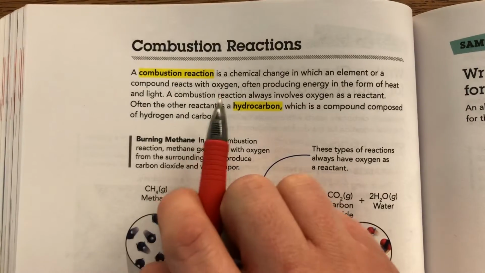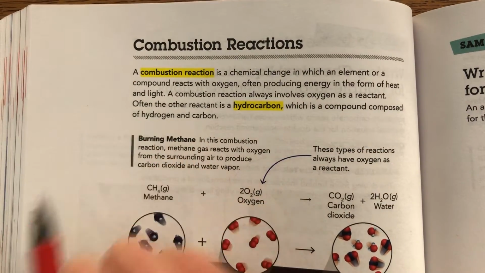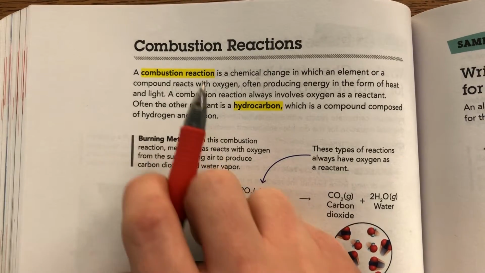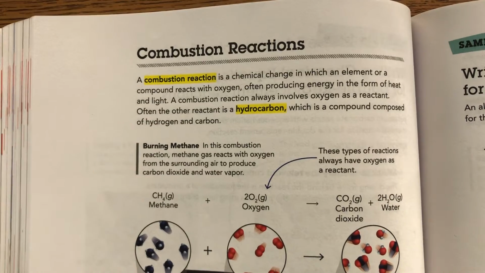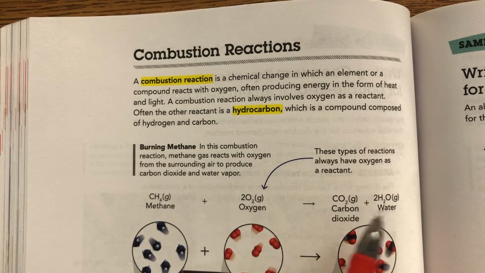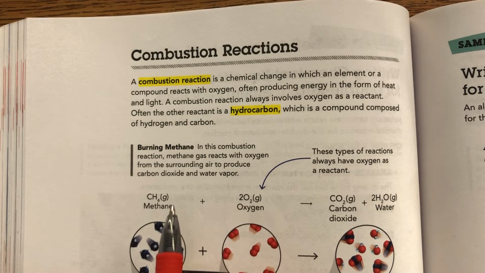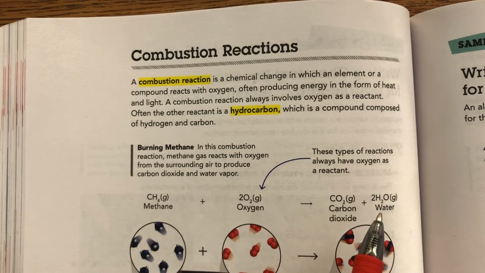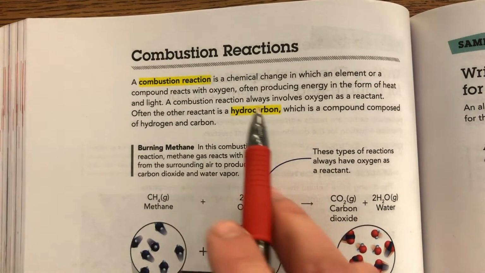Okay, a combustion reaction is a chemical change in which an element or a compound reacts with oxygen. Combustion reactions are relatively simple. They're just going to be made up of the same parts, but we're only going to change one thing, and that's the fuel. We're going to have oxygen reacting with our fuel, and it's going to form carbon dioxide and water. Typically the fuels that we use are called hydrocarbons.